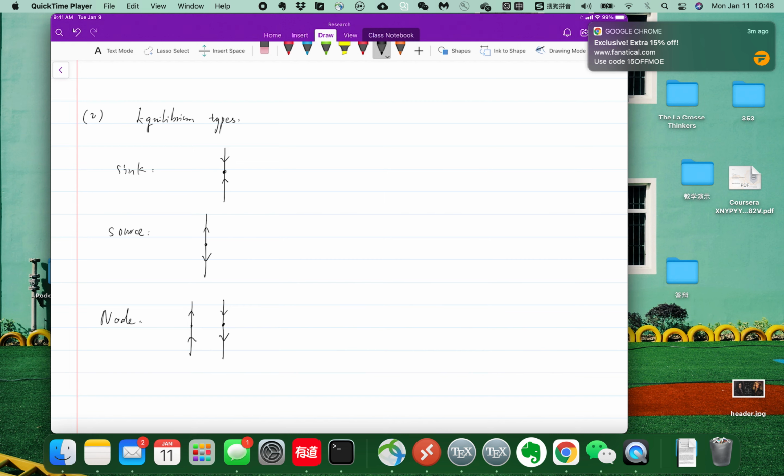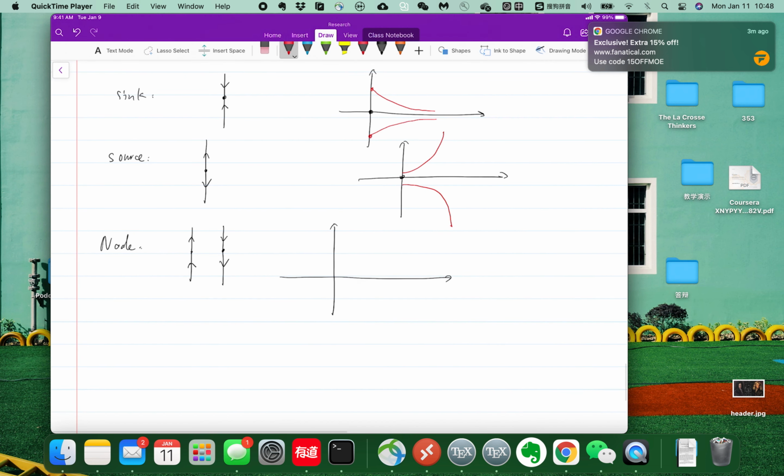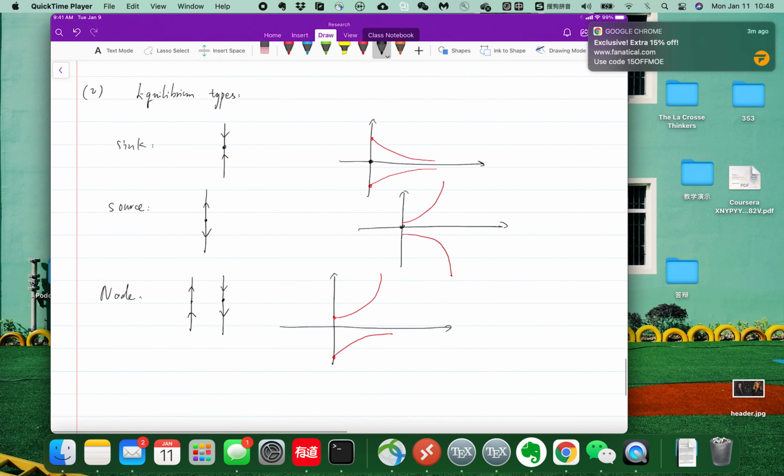All right. So we have these three types corresponding to, for sink, if you start here, you stay constant. If you don't start here, you get attracted to the constant. For source, you start from here, you're a constant. If you're a little bit away, you move away from the constant. Okay. Finally, it's a node. It's hard to say: are you attracted or are you leaving? It really depends on which side of the equilibrium you are on.